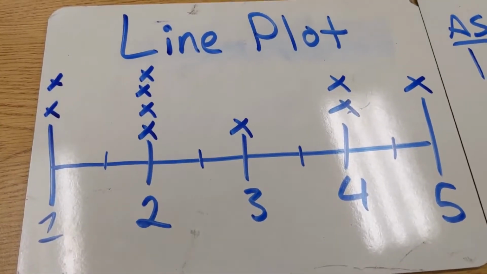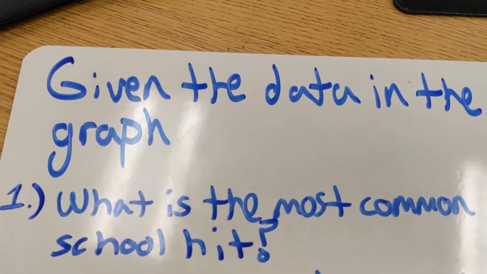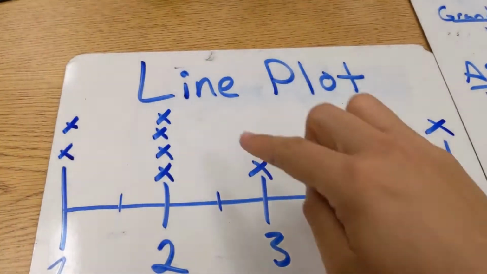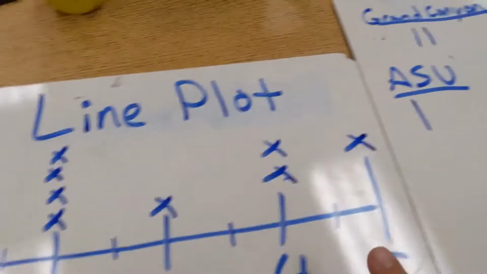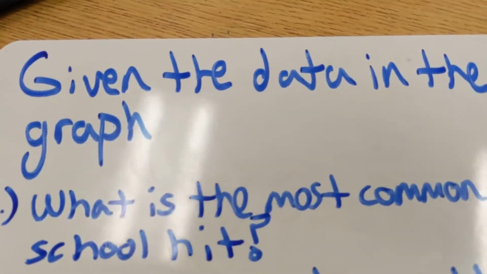Now that we have the information, let's go ahead and look at some of the questions. The first question is asking you, what is the most common school hit? Well, if you look at your line plot, the one with the most X's would be number 2. Number 2, if you remember, was the U of A. So the answer for number 1 would be the U of A.